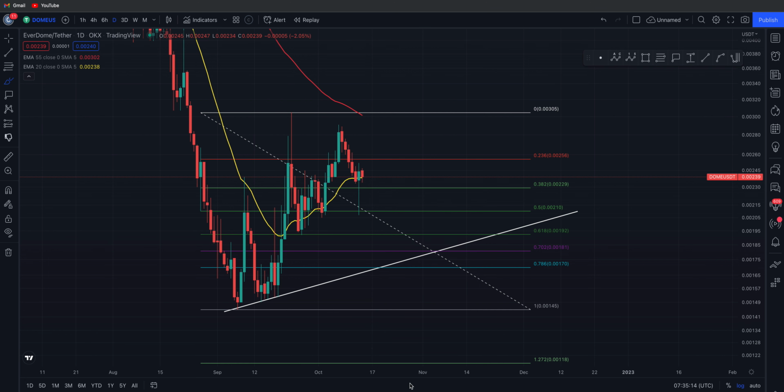So I'm going to be diving into Everdome this morning, doing some technical analysis for you. So I've got this Fibonacci on here. Okay, so this fib is going from this local high that we came up to and wicked, and I'm retracing back down to this low. So from this high, we're retracing to this low.